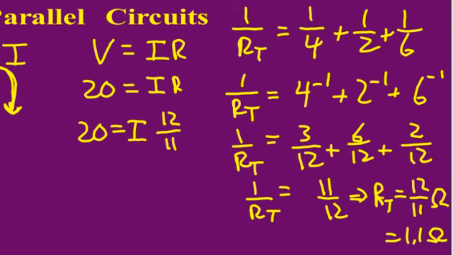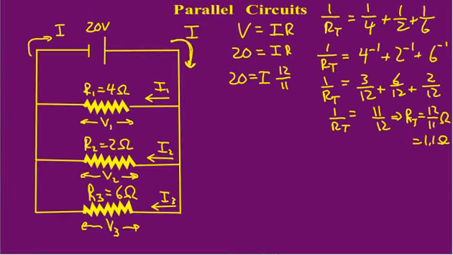Now, before I proceed, I want to point out something to you. Notice that the total resistance of the circuit is less than the smallest resistor in parallel, right? 1.1 is less than the smallest one, which is R2, 2 ohms, okay? Remember, as you add resistors in parallel, you get less overall resistance.